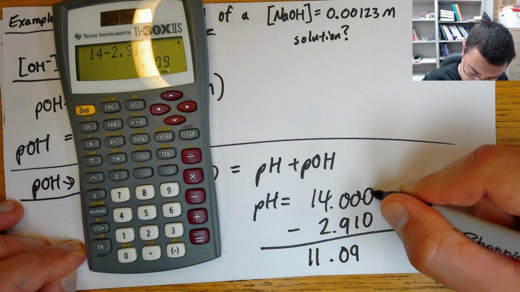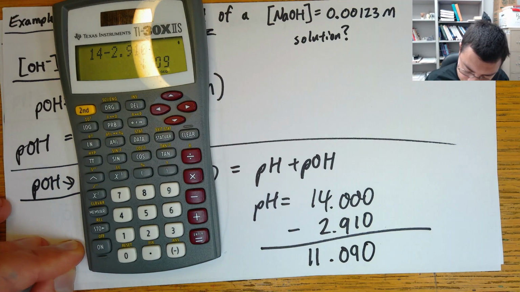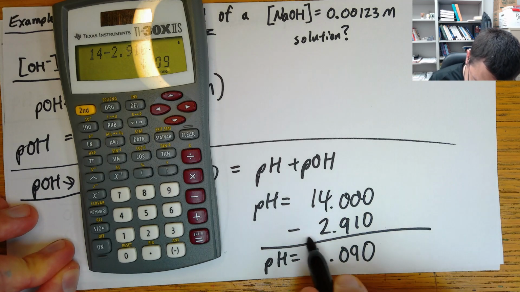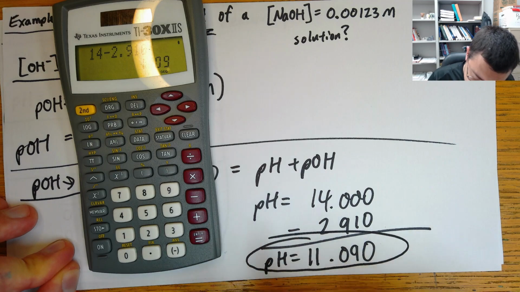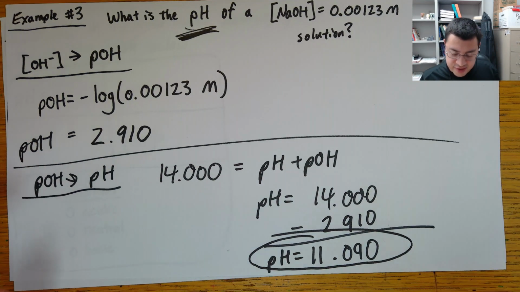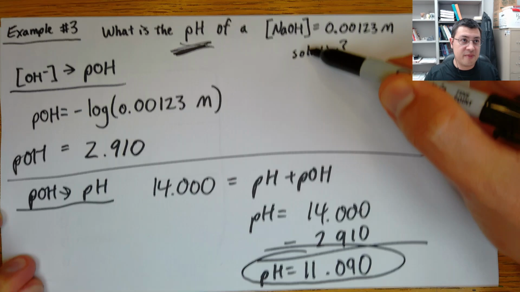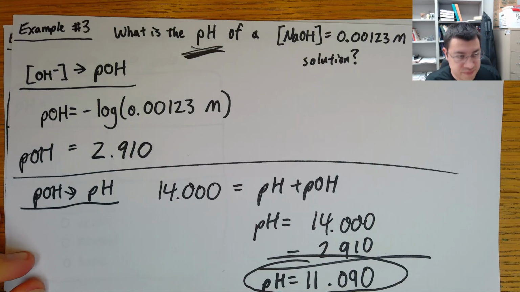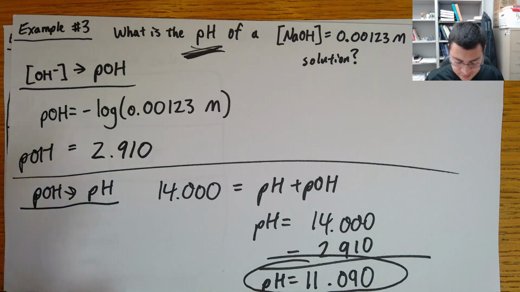.09. That's significant, so we'll keep the 0. And that's our pH, 11.090. Makes sense. I mean, we have a basic solution from adding a base, so it should be a pH above 7, and it is.